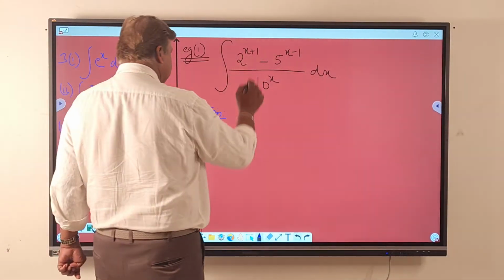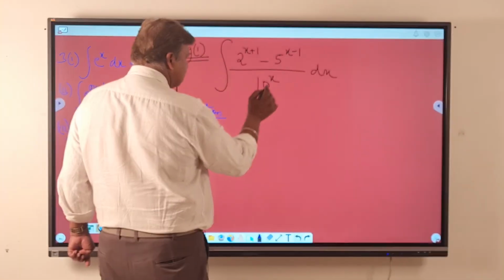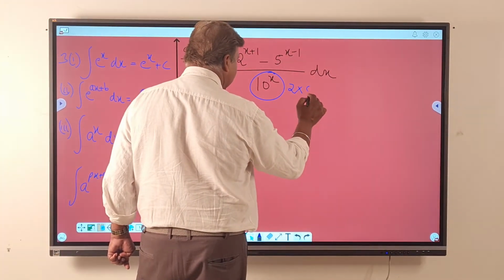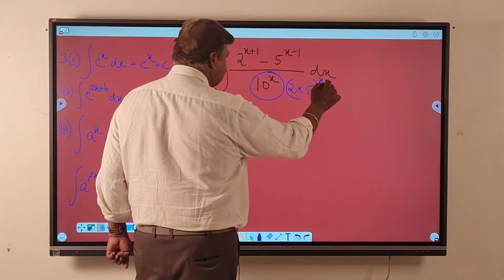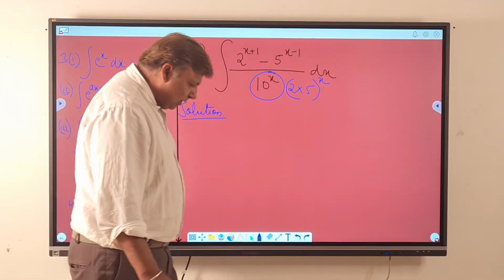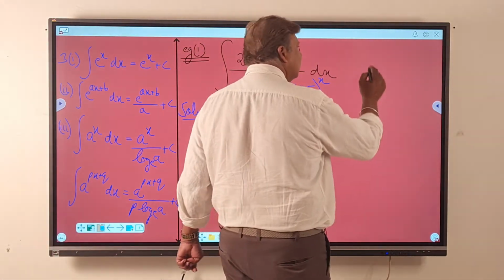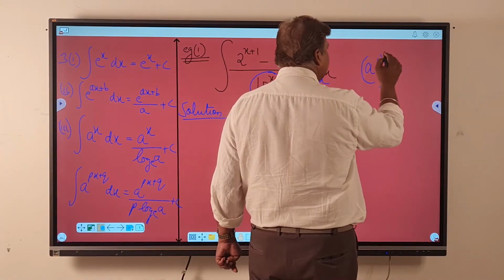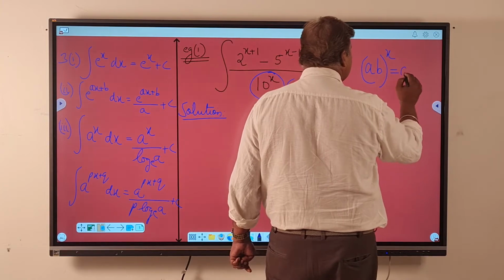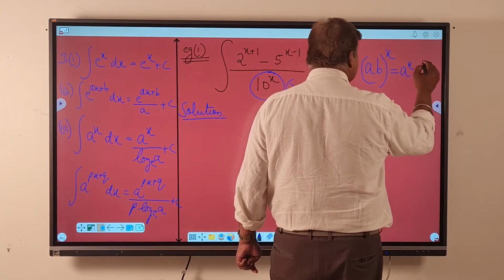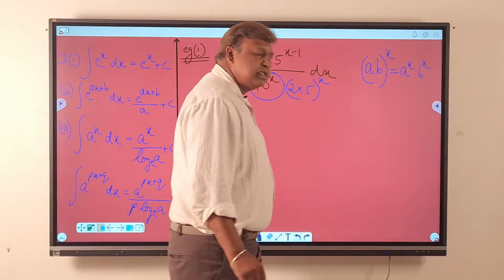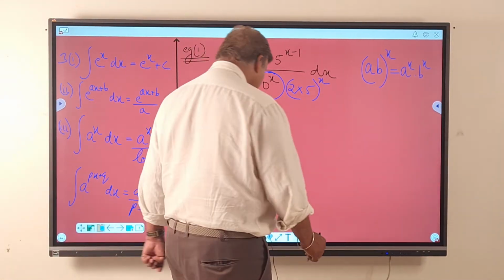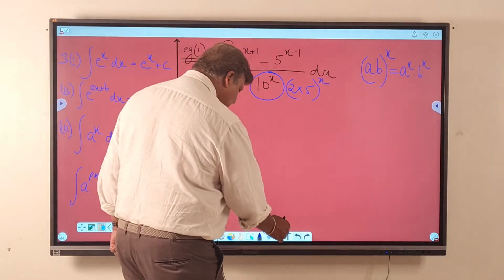So 2 raised to power x plus 1 can be written as this, and this I'll separate. 10 raised to power x, I'll write it as (2 into 5) whole raised to power x. Can I write like this? Now there is a formula which we learned: (a into b) raised to power x is nothing but a raised to power x into b raised to power x. In exponentials, radicals and exponents, we learned this formula. I hope you remember this, students.